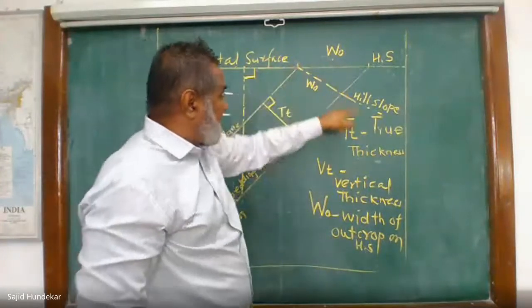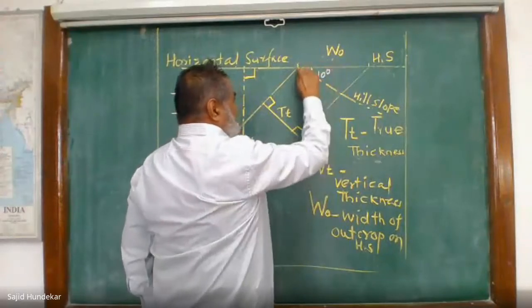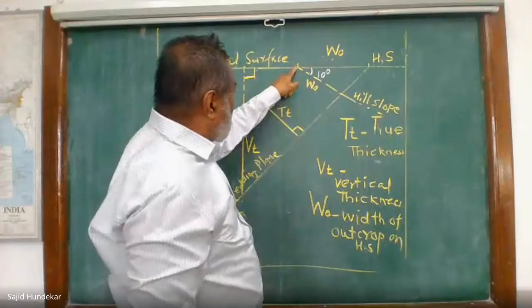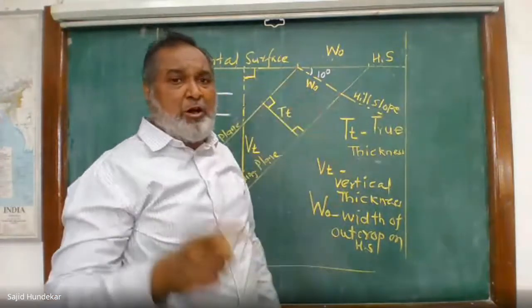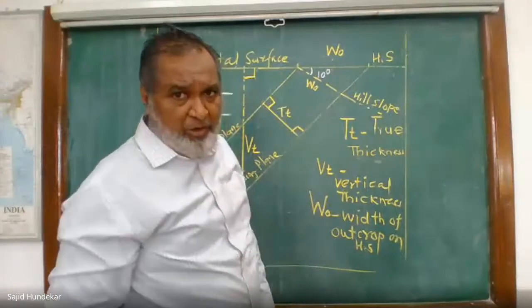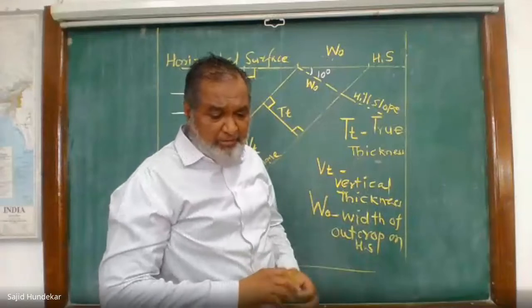If the hill slope is given, say for example 10 degrees, then on that 10 degree line, if you measure from the top bedding plane to the bottom bedding plane, this will be the width of outcrop on the given slope, on the hill slope. This information is given.